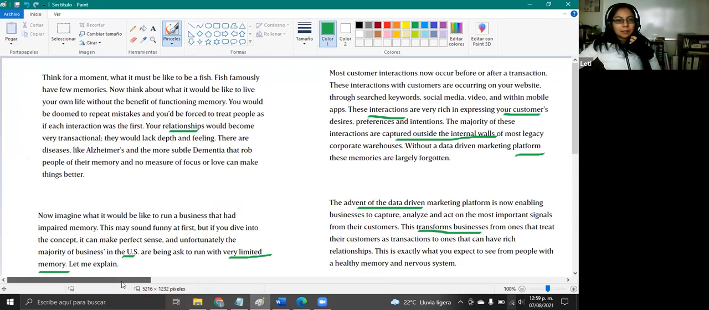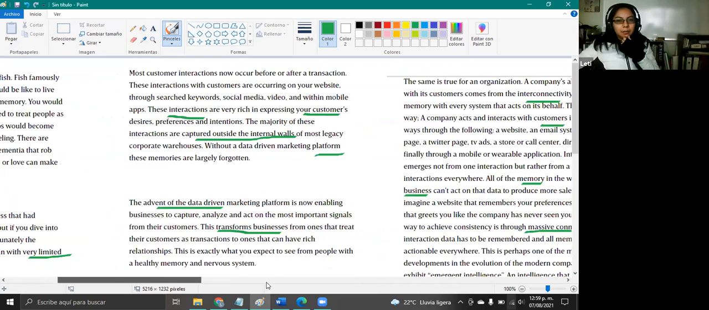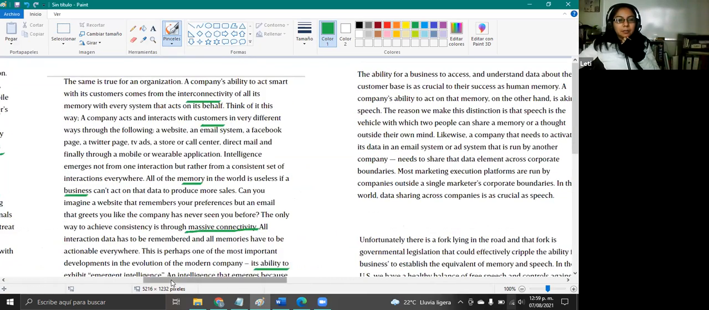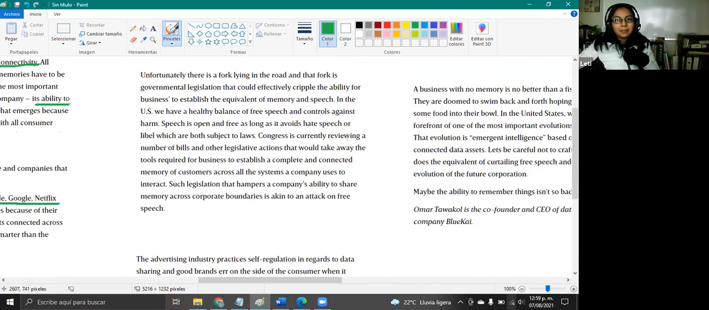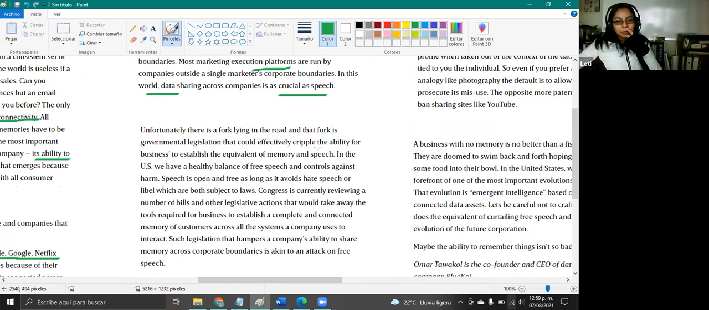I think it's a good way to read quickly. For example, I just mark, instead of reading everything, I just try to, as the teacher said, scan, just picking the words. For example, in this paragraph: business, accent, reason, memory, active, data, platforms were crucial, and I go to the next. So in this way, you don't have to read everything.